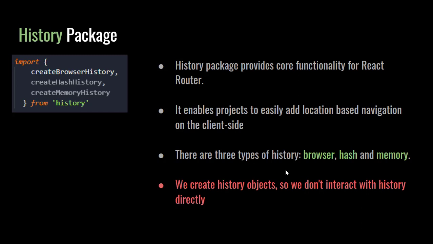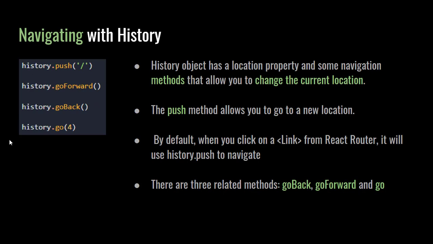There are 3 types of history: browser history, hash history, and memory history. We create history objects, so we don't interact with them directly, right? We're indirectly working with this API. This is how you import it, through destructuring: create browser history, hash history, memory history. We're focusing on browser history. Once we get that, we have a simple little API: push, go, go back, go forward.